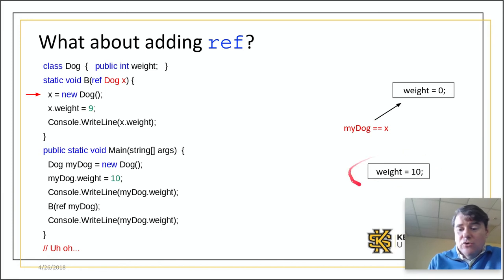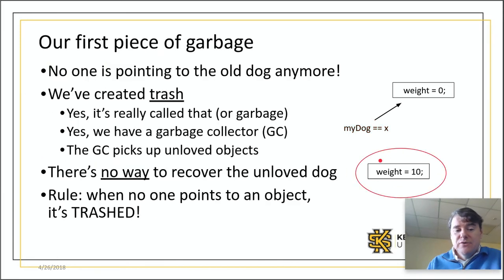And notice that the old dog with weight 10 is down here. So I'm going to say, wait a minute, what's going on with this guy? How do I get back to him? And the answer is, you can't. You have created your first piece of garbage. Garbage happens when you have a piece of memory in your code that you no longer use. Once you're done with it, it goes away.